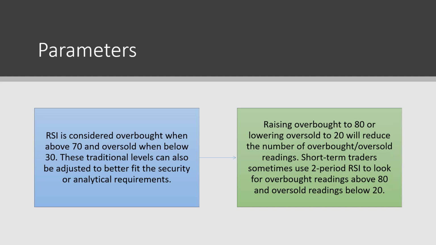Now, RSI is considered overbought when above 70 and oversold when below 30. Now, you could raise the overbought to 80 and lower the oversold to 20, which will reduce the number of overbought and oversold readings. Short-term traders sometimes use a 2-period look back for overbought readings at 80 and 20.